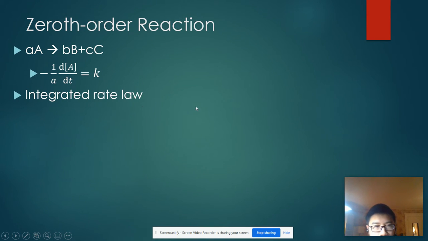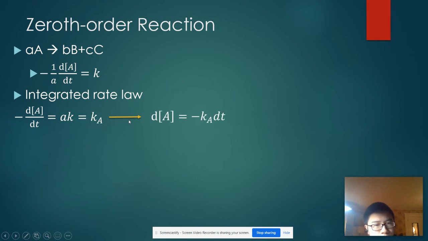So let's take a look at how we get the integrated rate law. Well, first we need to multiply by a on both sides. So we get negative the derivative of [A] with respect to t equals a times k. And we define a times k as k_a. Then we can separate variables. We multiply by dt on both sides, and we integrate on both sides.